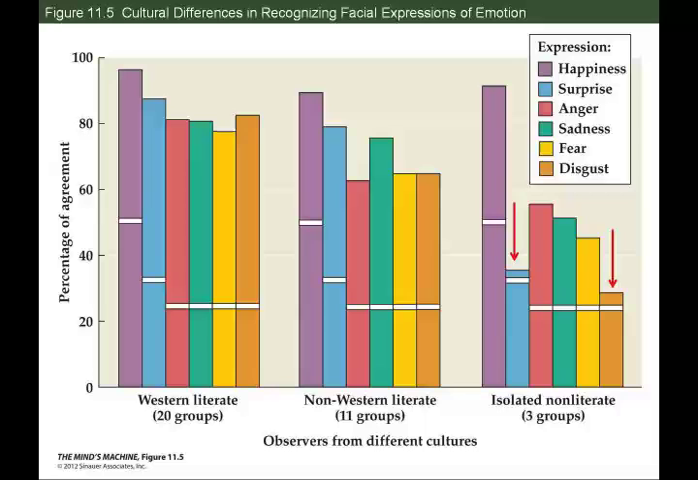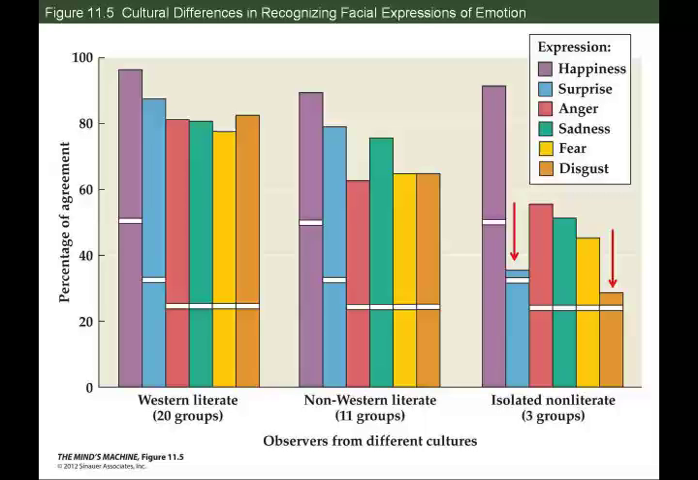And literate societies, whether Western or non-Western, agree on most of these basic emotions, indicated by how tall all of the bars are beyond chance. Can you see that for the two parts on the left? Okay, but for the non-literate societies, there seems to be less agreement on what disgust and surprise look like. And what do you think that means?